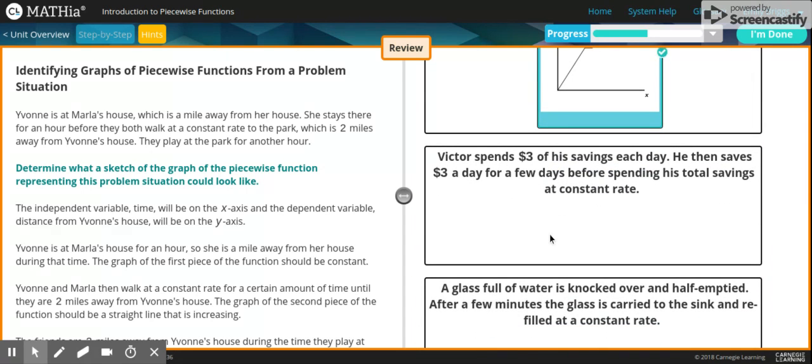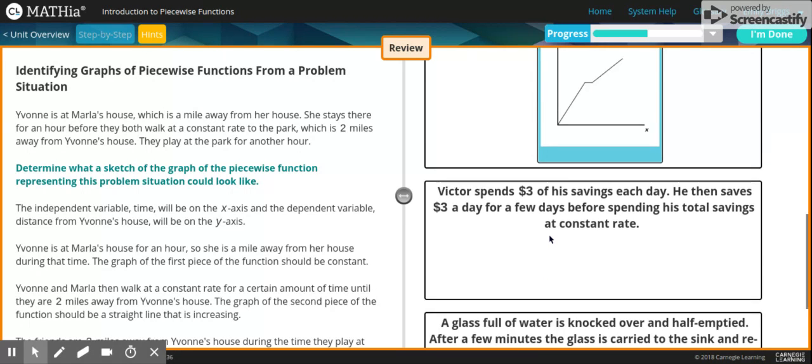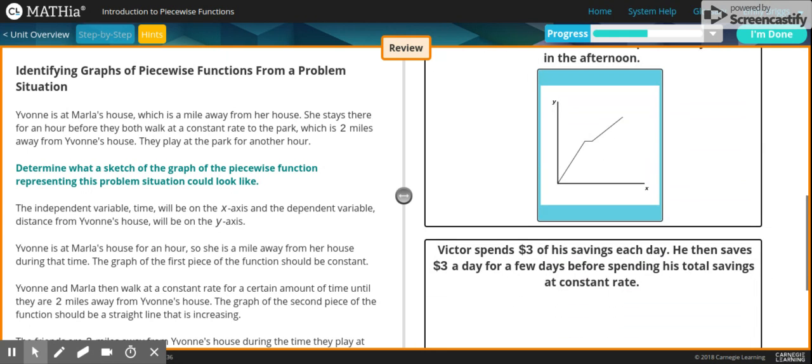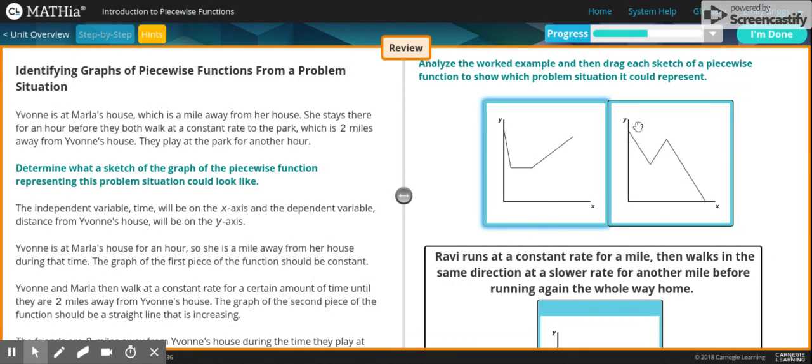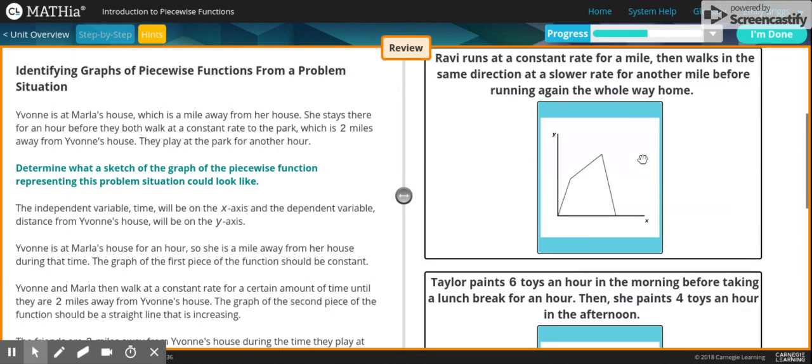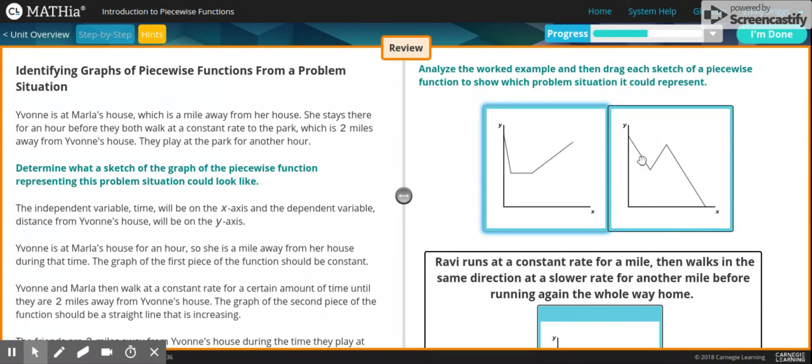Then the next situation is Victor spends $3 of his savings each day. Then he saves $3 a day for a few days before spending his total savings at a constant rate. So we know that it's going to go down. Then it said he saved, and then he spent again. So he went down, then he went up a little bit, and then he went down. So I believe that this is the correct answer.